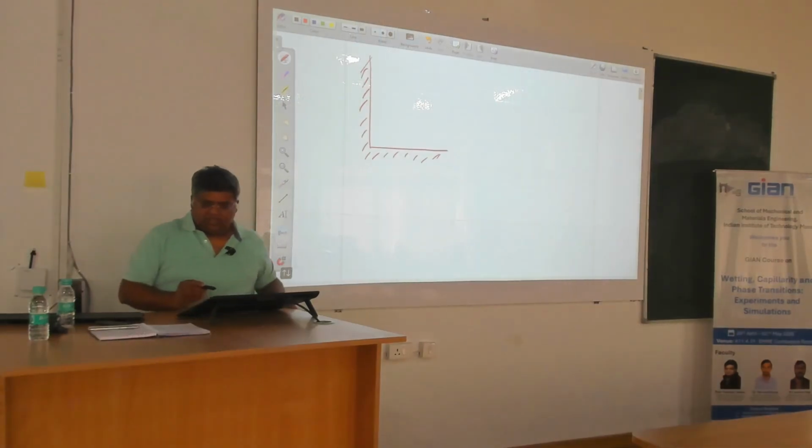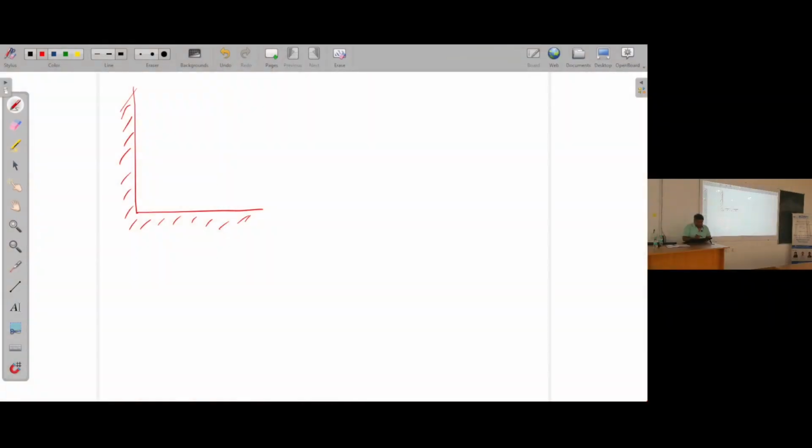Liquid into this, and you want to fill this up, so that you have a filled corner in this way. Obviously, this is a symmetry line, so I'm just going to consider half the corner. Basically this is solid. This is also solid.